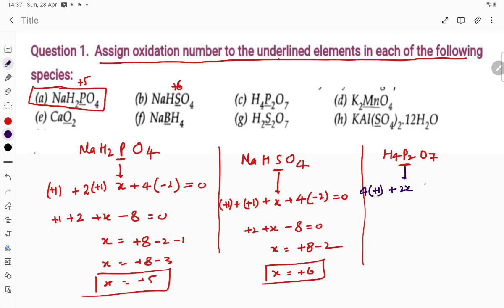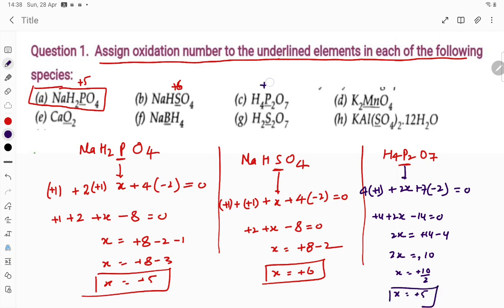Now the oxygen, you see, student, there are 7 oxygens, so 7, and each oxygen is -2, equal to 0. So +4 plus 2x -14 equal to 0. So 2x is equal to +14 -4. So 2x is equal to 10. So x is equal to +10 by 2. So x is equal to +5. So obviously, the phosphorus is going to be +5. Wherever phosphorus is there, student, we are getting +5.